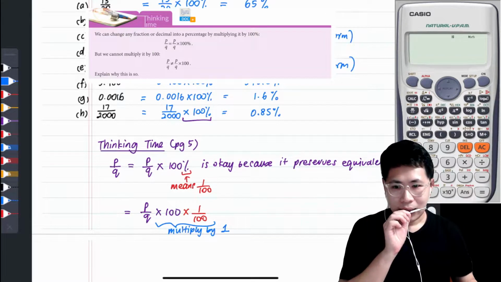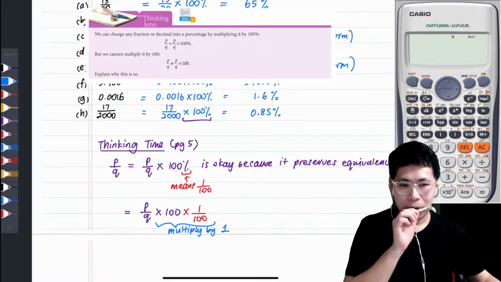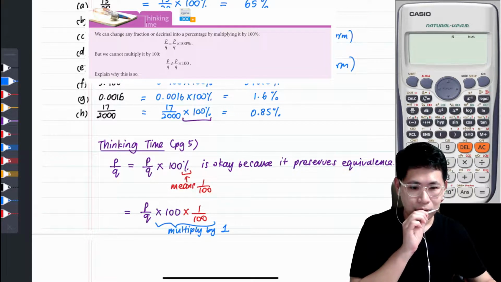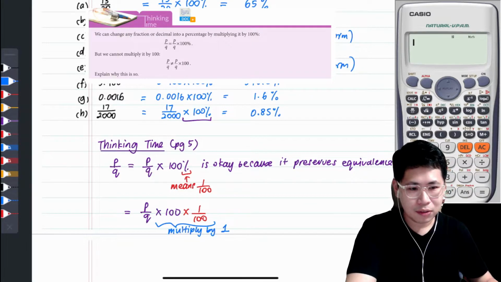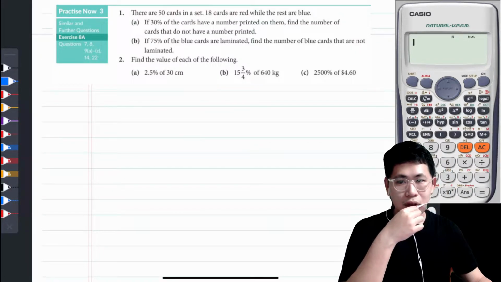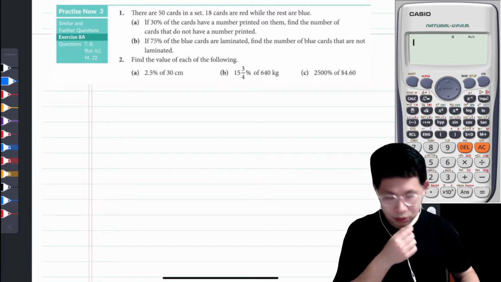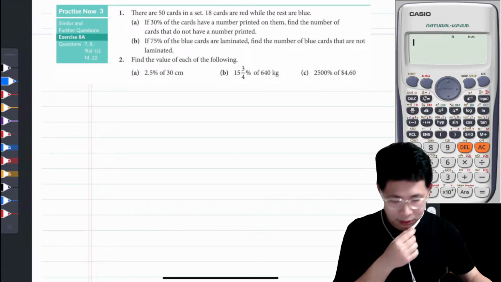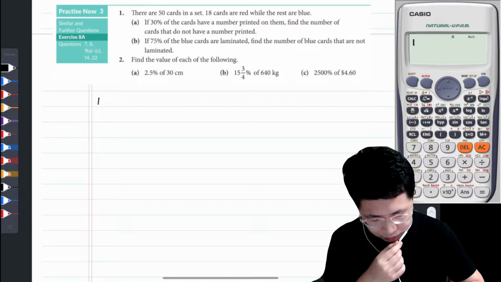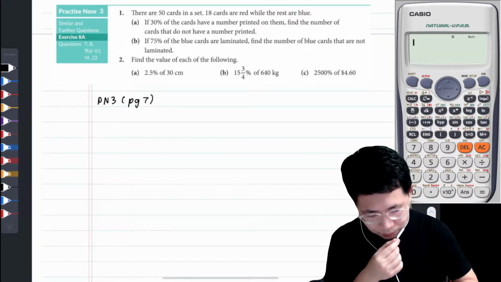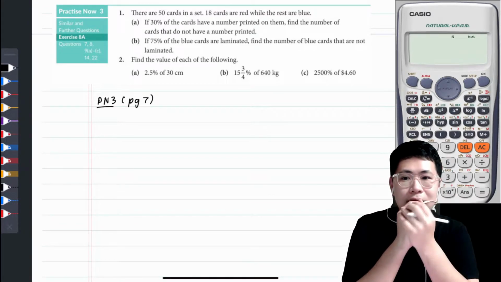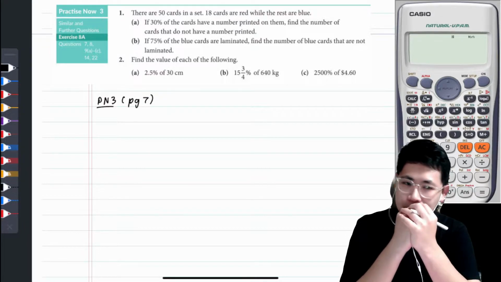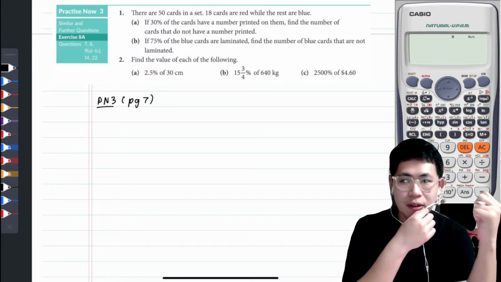We're going to look at the next one, which is your practice now 3, on page 7. Let's look at the question. What we're going to do today is a lot of the primary school things, so I'm just going to do everything in one shot and you can jot down your memory.